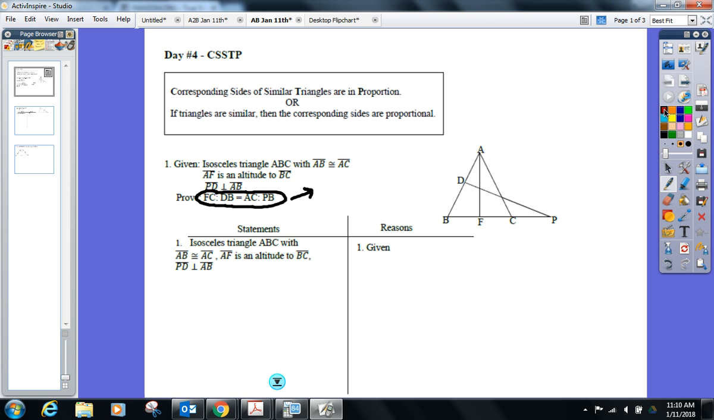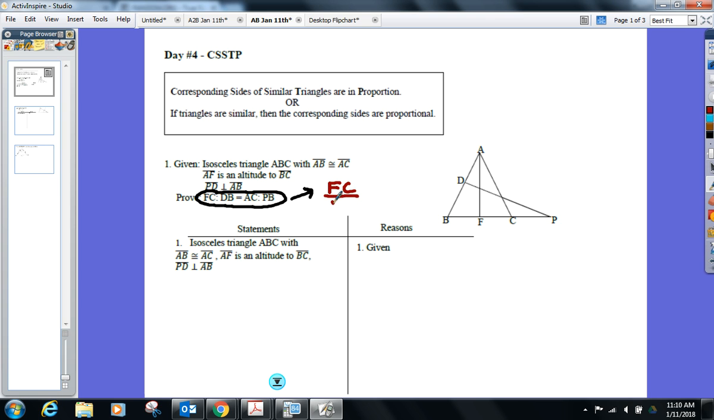Anybody remember what this is another way of saying? FC over DB equals AC over PB, all right? So if you don't like the way that looks, you can, by all means, rewrite it. These sides are not in proportion until I know what? Triangles are similar.